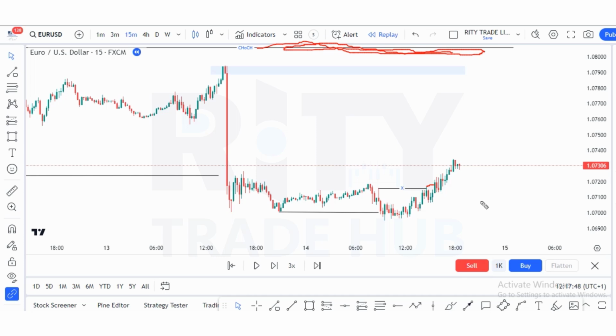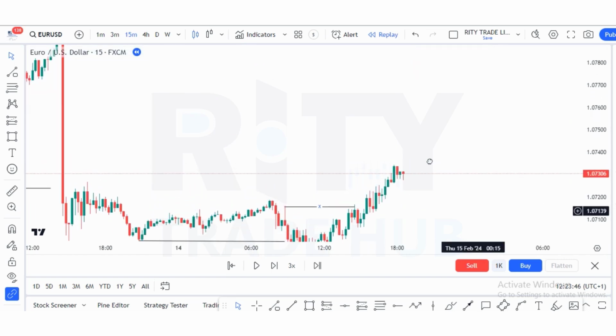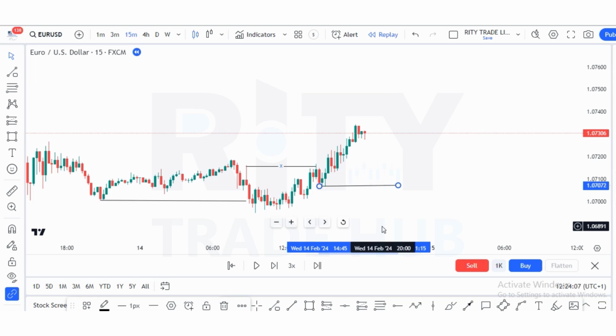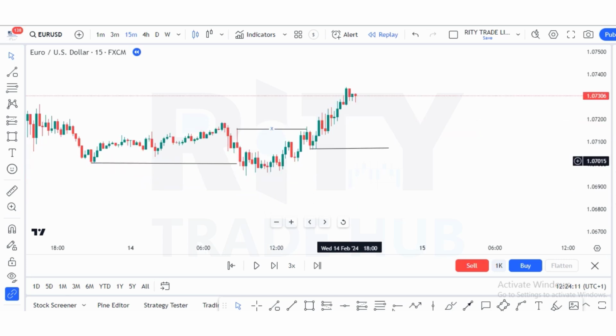So how do we get involved in this internal structure buy setup to mitigate our POI right here? First off, after internal structure change of character, next is to identify your inducement zone. So let's quickly go ahead and mark out the inducement. All right, so right here we have our inducement sitting here. This is our inducement zone. This is our last pullback. So where is our POI? After price takes out inducement, we're expecting price to mitigate an unmitigated POI somewhere around here.